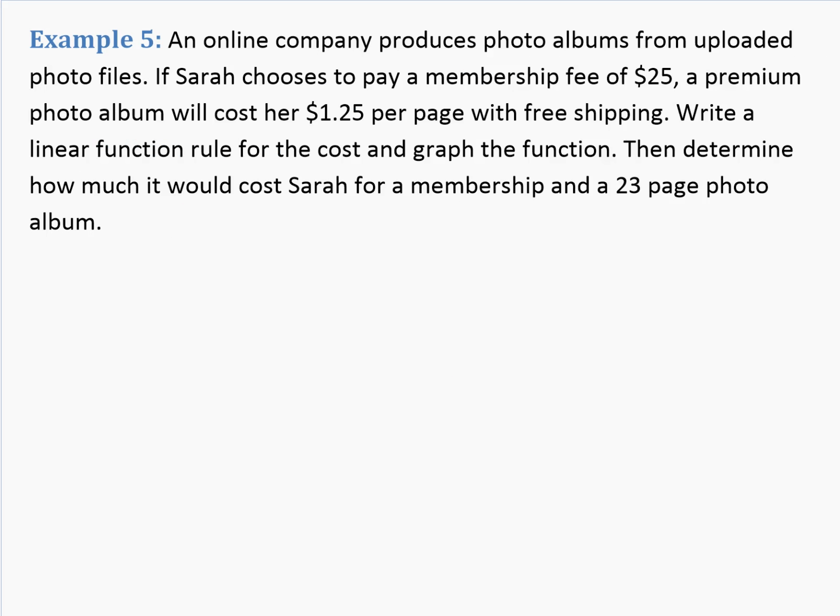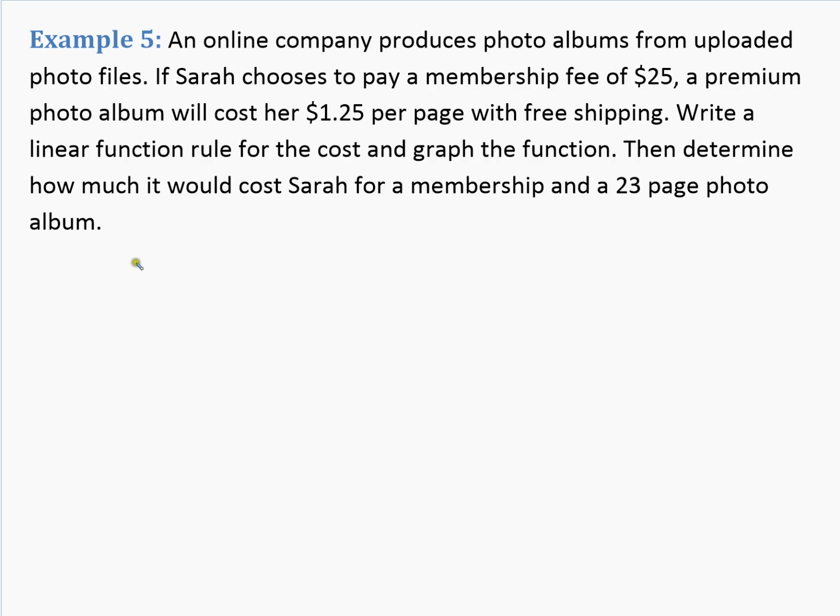This last one here is an application of what you can do with linear equations. There's this online company that makes photo albums that you can upload with your photo files. Sarah pays a $25 membership fee and gets a good price on her photo album, which is going to be $1.25 per page and free shipping. So you can pay a membership fee up front, and then you can get these photo albums for $1.25 per page. Write a linear function rule for the cost and graph the function. Then determine how much it would cost Sarah for a membership and a 23-page photo album.